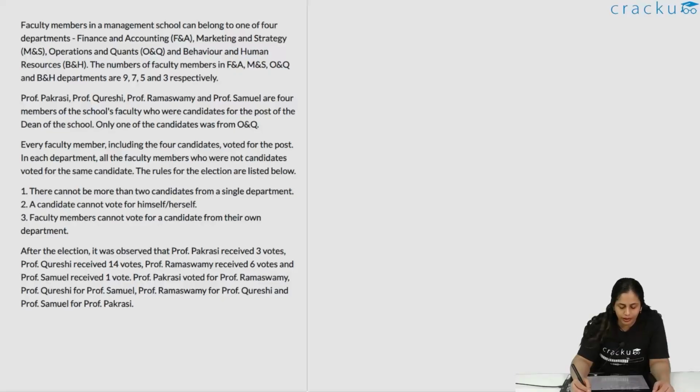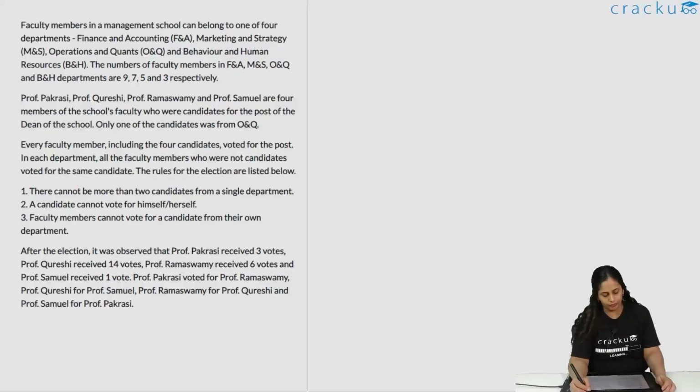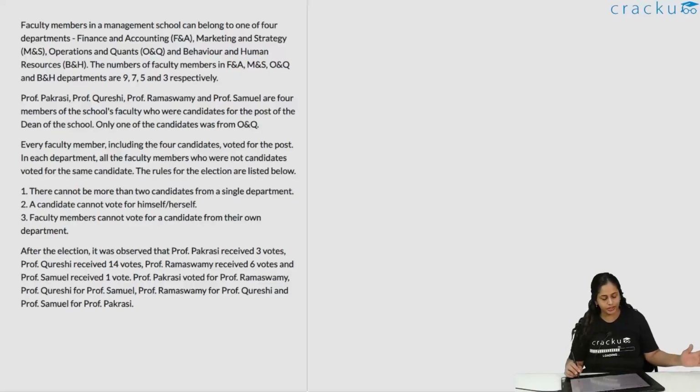There cannot be more than 2 candidates from a single department. A candidate cannot vote for himself or herself. Faculty members cannot vote for a candidate from their own department. So this is the basic information that is given. After the election, it was observed that Professor Pakrasi had 3 votes, Professor Qureshi had 14 votes, Professor Ramaswamy had 6 votes, and Professor Samuel had 1 vote. Professor Pakrasi voted for Professor Ramaswamy, Professor Qureshi voted for Professor Samuel, Professor Ramaswamy voted for Professor Qureshi, and Professor Samuel for Professor Pakrasi.